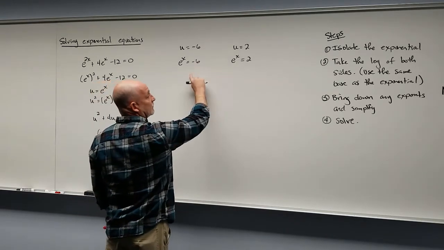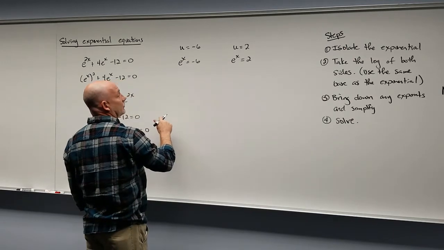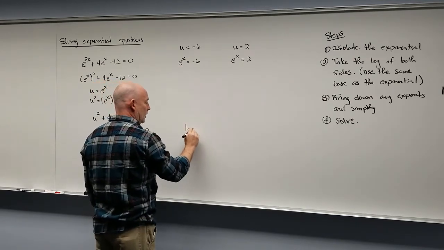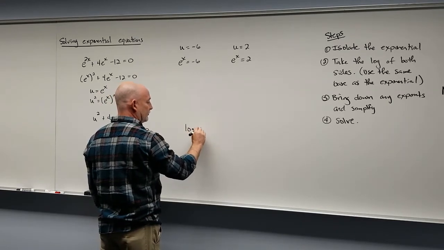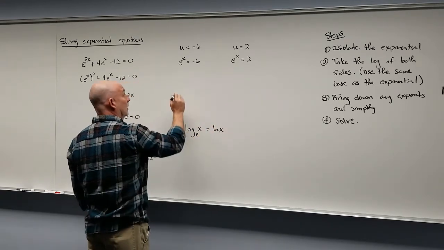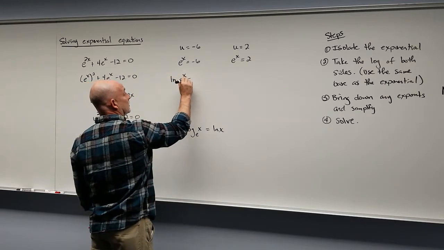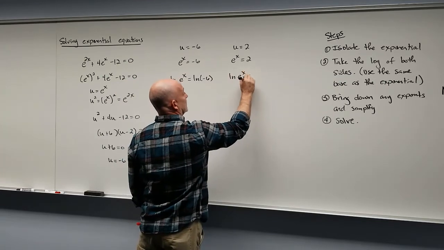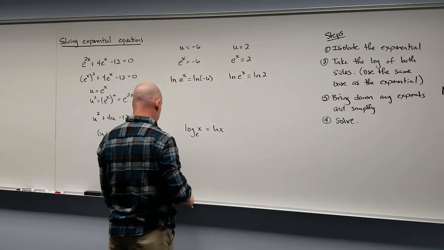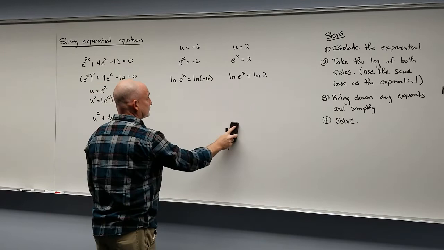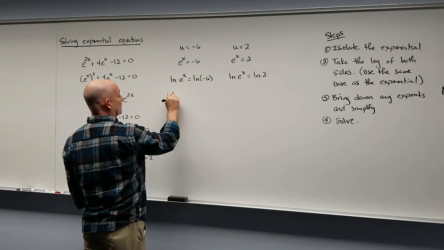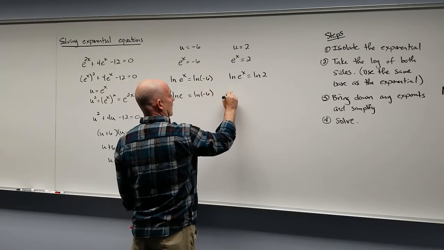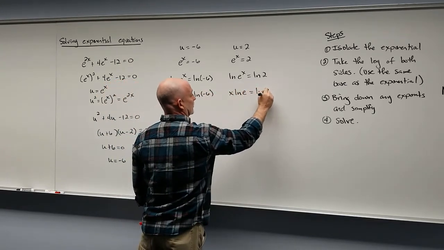Isolate the exponential, that's done in both of those. Take the log of both sides. Now since the base is e, I'm going to use log base e. And remember, log base e of something is just the natural log. So I'm going to do the natural log of e to the x is the natural log of negative 6. The natural log of e to the x is the natural log of 2. All right, then we bring down our exponents. x natural log of e equals natural log of negative 6, and x natural log of e equals natural log of 2.